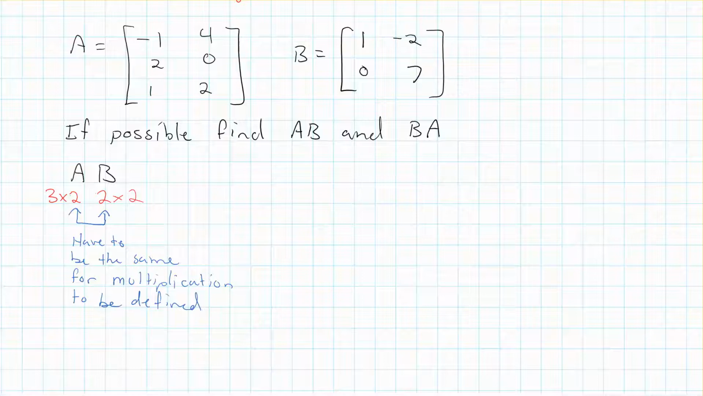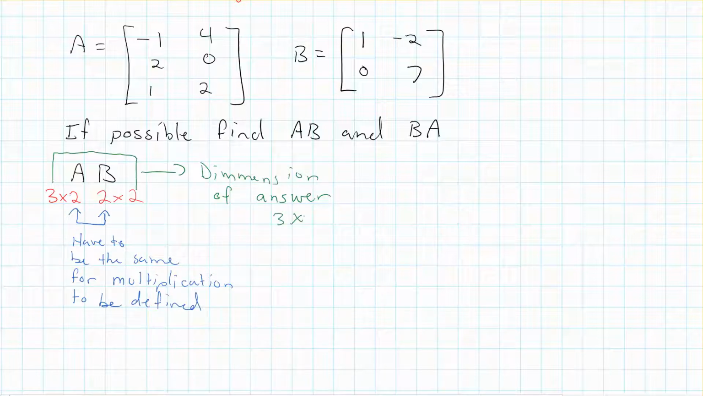Alright, now what are the dimensions of the answer? Well, it turns out if we look at the outer two numbers, if we're defined, these are the dimensions of the answer. So we're going to have a 3 by 2 matrix as an answer. Of course, you don't look at the dimensions of the answer until you know your multiplication is defined. So first look at the inner numbers to see if it's defined, then you look at the outer numbers to get the dimensions of your answer. Now that's really what is in the definition that we had at the beginning of this video.